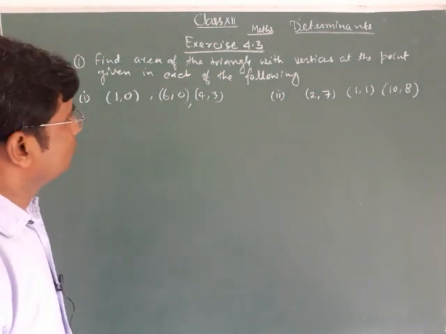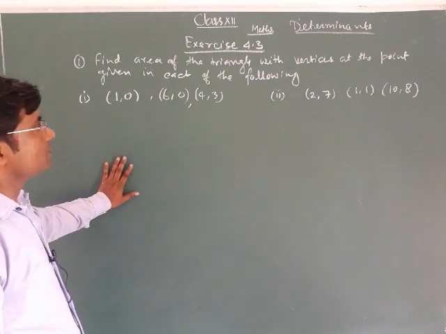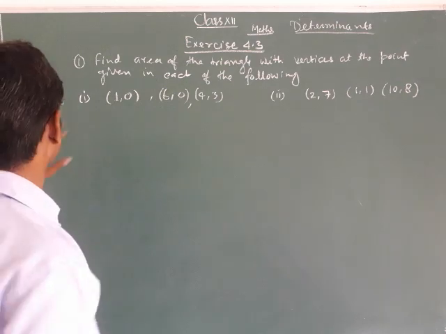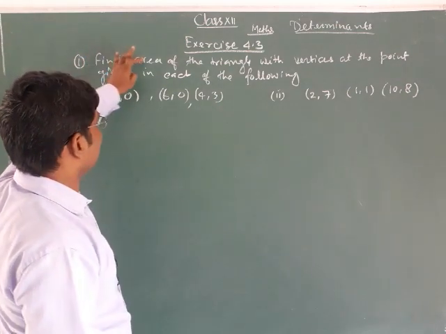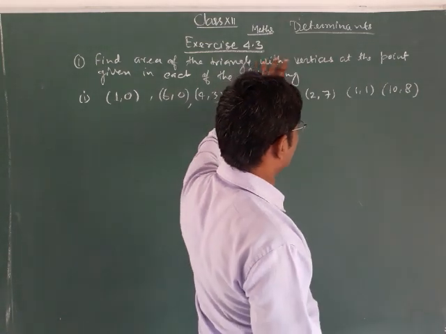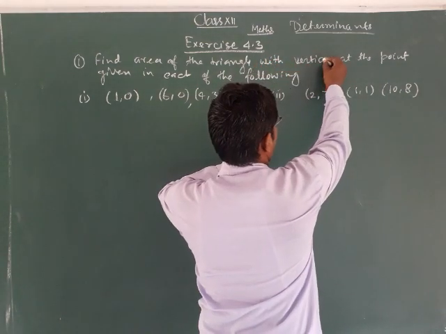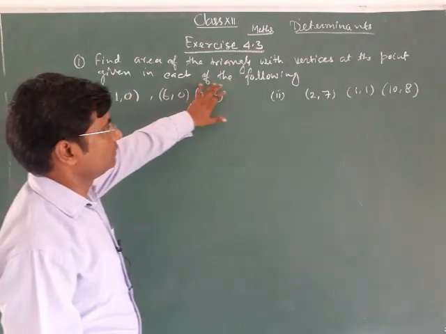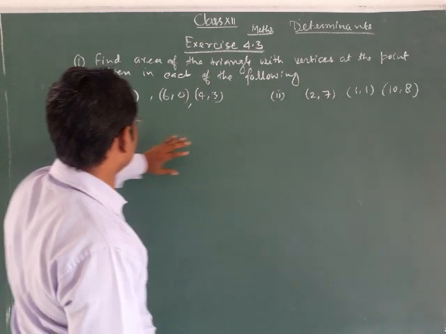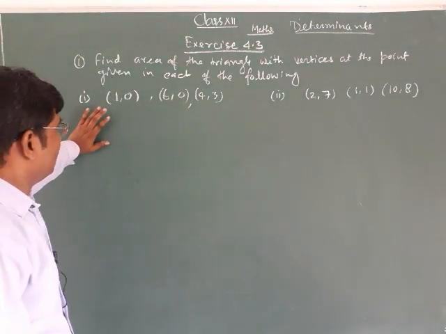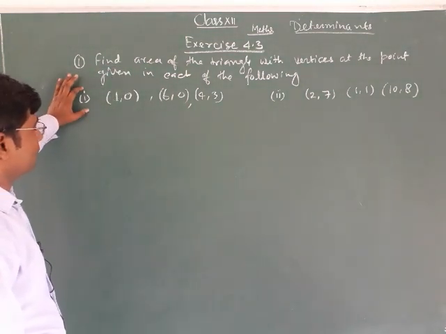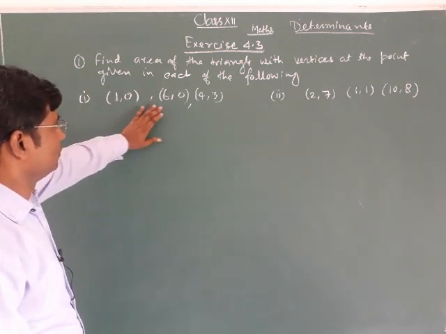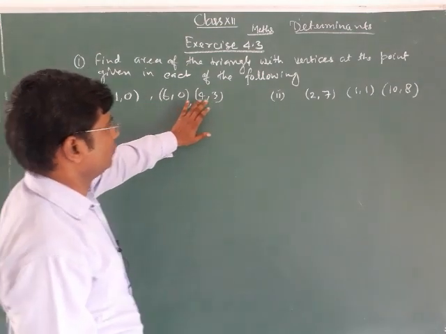Now I will solve exercise 4.3, question number first. Find the area of the triangle with vertices at the points given in each of the following. First, the coordinates of the vertices are 1 0, 6 0 and 4 3.